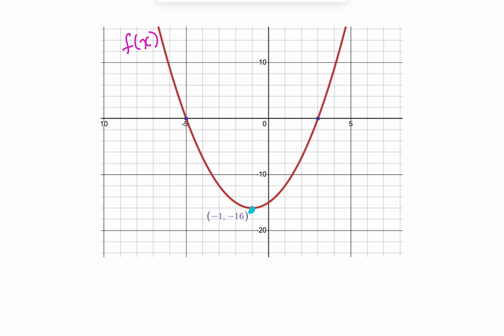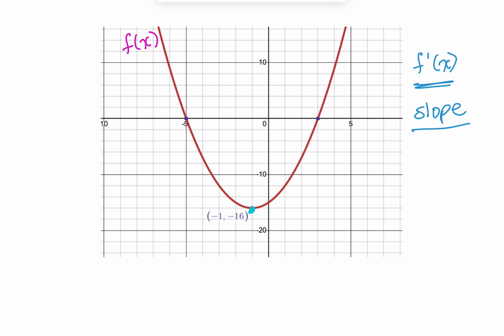So if this is the function f, I want to think about what f prime would look like, or some things that we know about f prime. So whenever we're considering f prime, the derivative, we want to keep in mind that this is representing the slope of f of x. So I'm going to take a look at f of x.